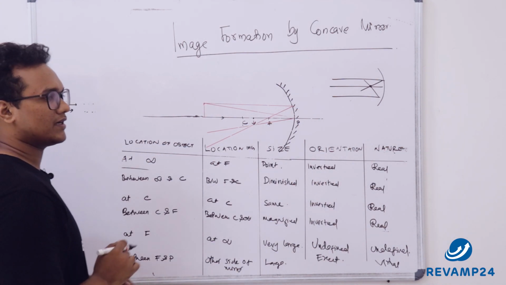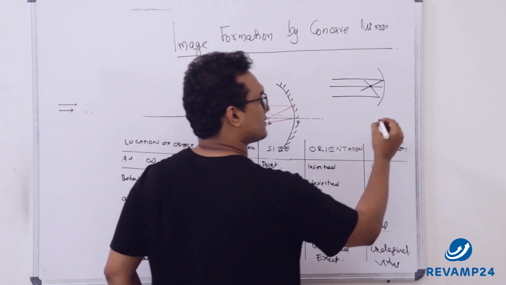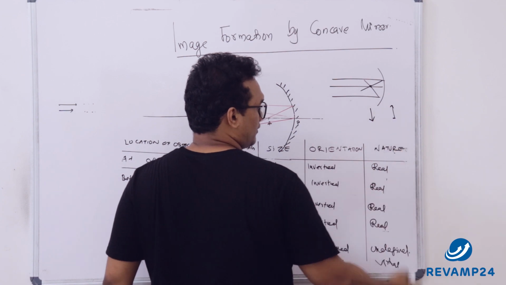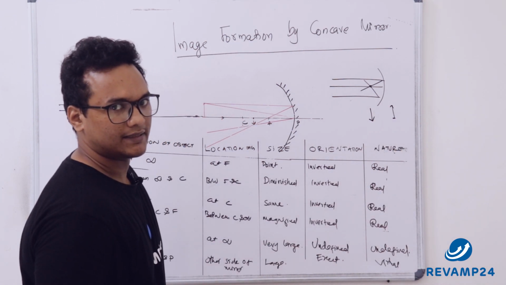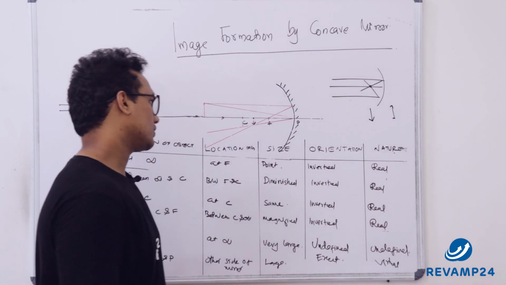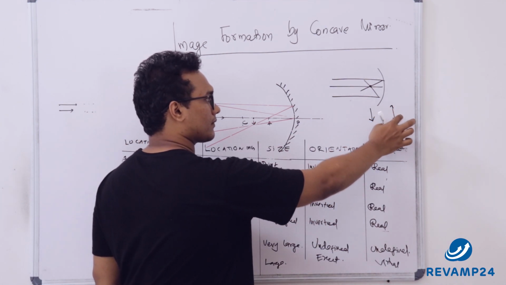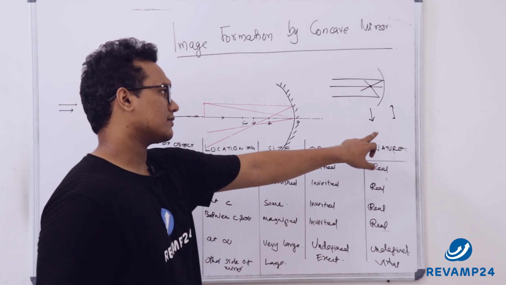And that would be an inverted and real image. Orientation means whether it is erect. Erect means head top and tail bottom, and inverted means head down. So this is head up, this is erect, and this one is inverted.